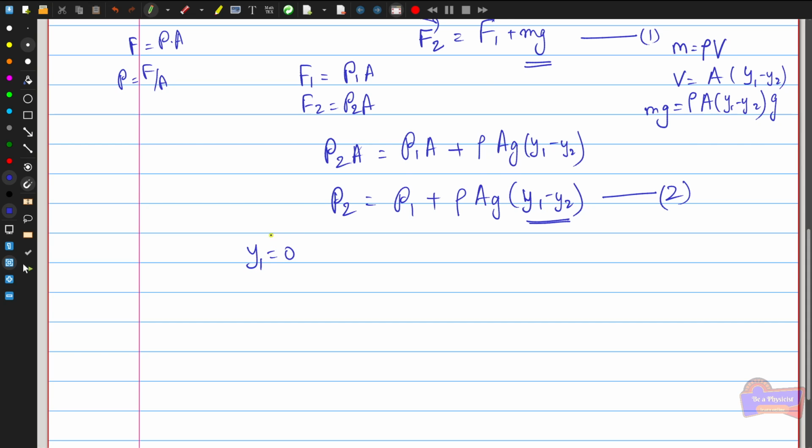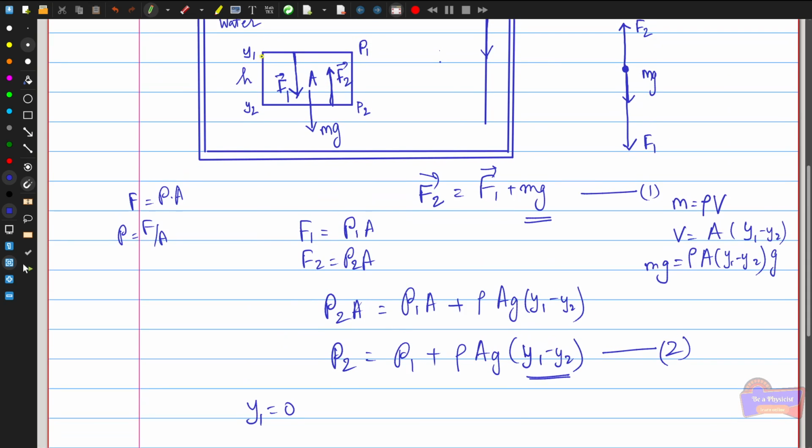y1 equal to 0. That means this is the reference point. The y1 is the reference point, and similarly P1 is the atmospheric pressure. That means at this point we can take it as the atmospheric pressure. So P1 is equal to P0, and y2 can be written as minus h because of the negative variation, and similarly P2 can be written as P.